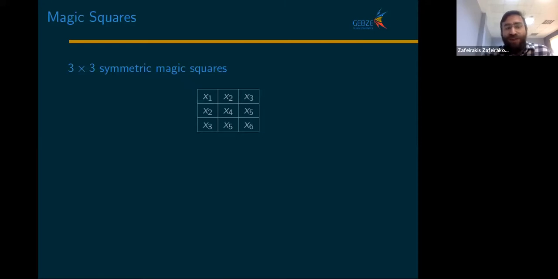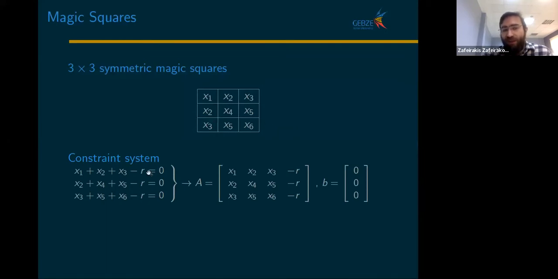A more combinatorial problem: let's say we have 3 by 3 symmetric magic squares. What a magic square is: the row sums and column sums are equal for every row and every column. So if we write it as a system, and we decide that R is the row sum and column sum, and by the way, since it's symmetric, rows and columns don't matter. So what we require is that every row sum is equal to R. And we can write this as a system of constraints here.